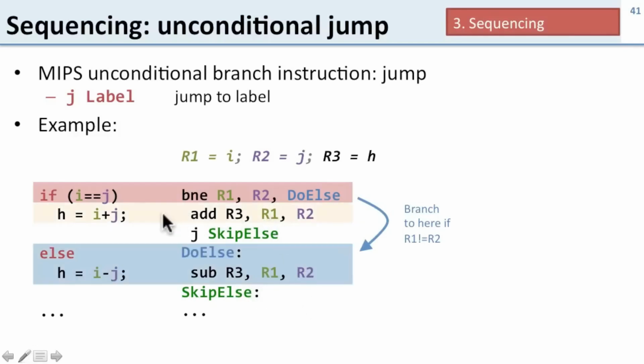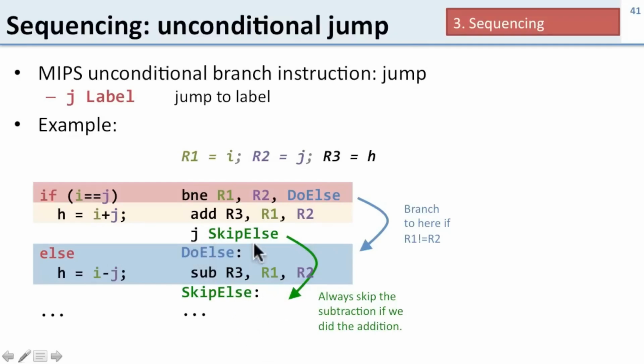If they are equal, we go ahead and do the addition, and then we need to make sure we don't do the else part. So we have this jump which skips over the else part. So if they are equal, we do the addition and then we skip over the else part. And if they're not equal, we skip over the addition and we do the subtraction or the else part. So this is how we use an if and else.